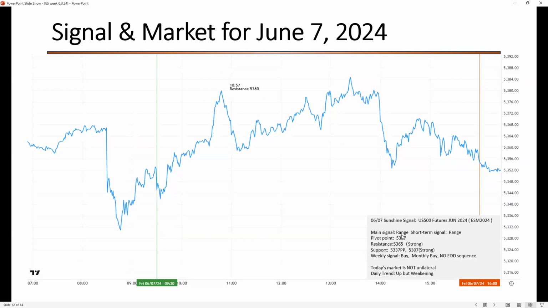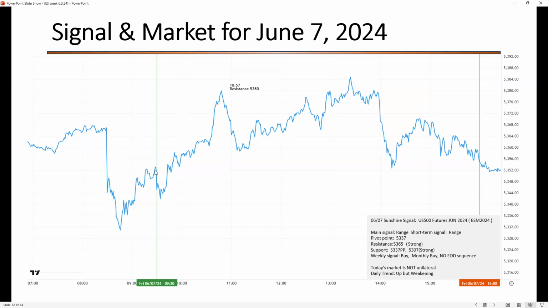Pre-market signal shows range buy with a monthly buy. The monthly signal is given from time to time for longer term trades. For day trading, it makes sense to focus on the short term and the main signal, while the weekly and monthly signals can help determine entry and exit points for swing trades. There's no EOD sequence, and trending day is not detected. Daily trend is still up, but the signal shows that the uptrend may be weakening.